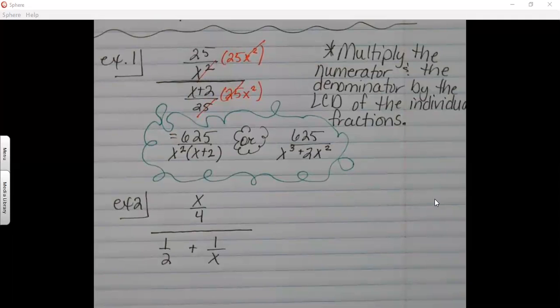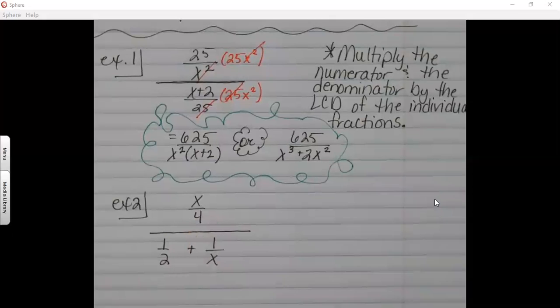Okay, yes, it's 4x, because it can't be 2x, because 4 won't divide into 2 evenly. If we use 2x, it would reduce, but I'd still have a denominator. You know what I'm saying? But if we use 4x, then each of these little individual denominators will reduce.